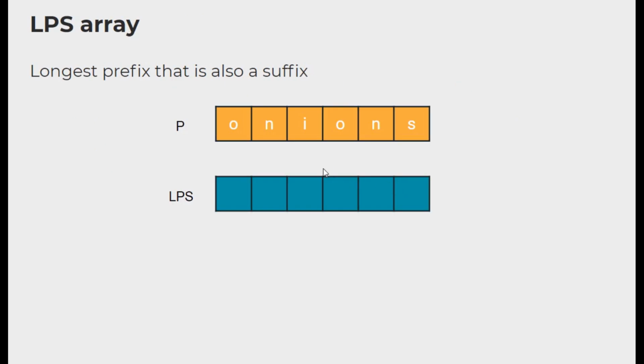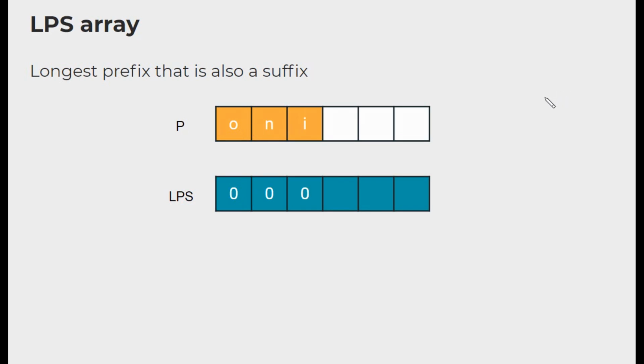For this example, let's try to fill up the entire LPS array. LPS stands for the longest prefix that is also a suffix. When you are calculating for the 0th index, just forget about the remaining part of the array. The length of the longest prefix that is also a suffix for this particular character will be 0, right? While calculating for the 1st index, you have to take the first 2 characters into consideration. Here, again, the length of the longest prefix that's also a suffix is 0. O is the prefix and N is the suffix. They are not equal, so that's why we have a 0. If you take ONI, again it will be 0.